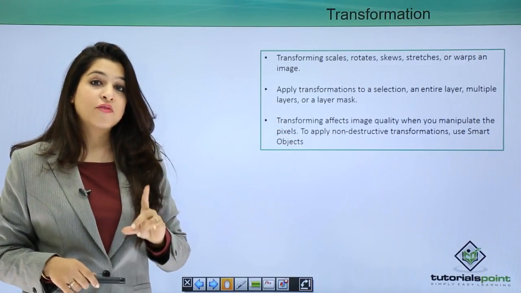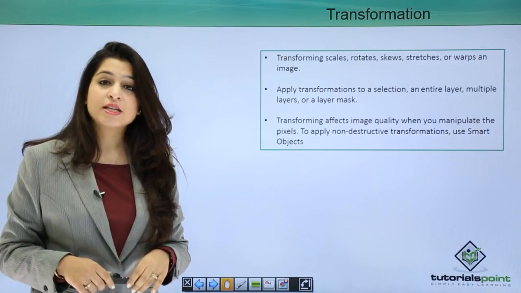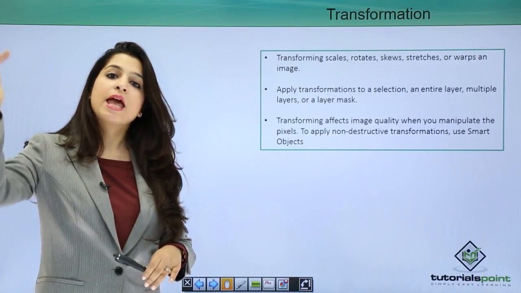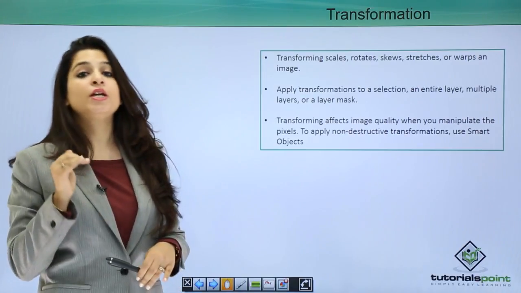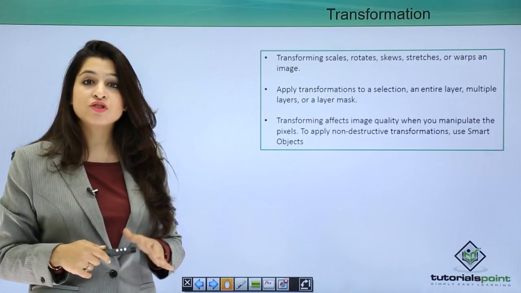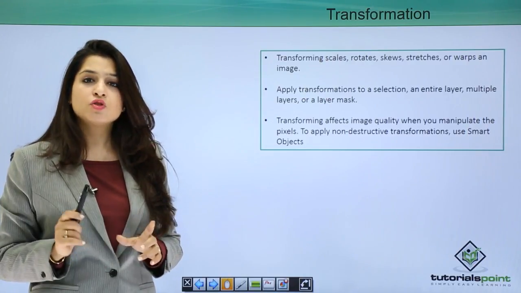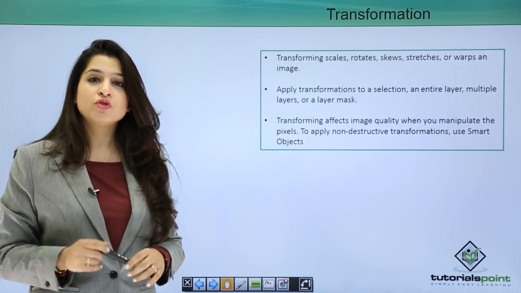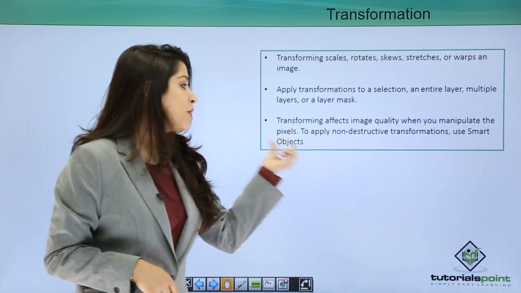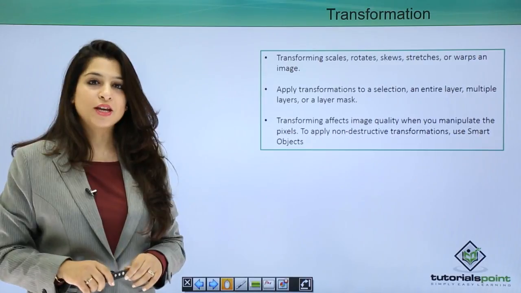Transforming can affect your quality. In case you have an image and you scale it to a greater height, and once you bring it down, it will affect your image quality, because transformation is actually moving your layer pixels. To avoid that, I will introduce yet another very powerful feature of Photoshop, which is smart objects, but I'll do it in a while.